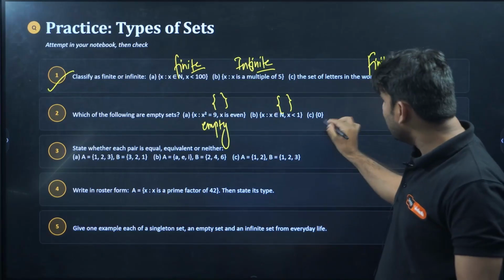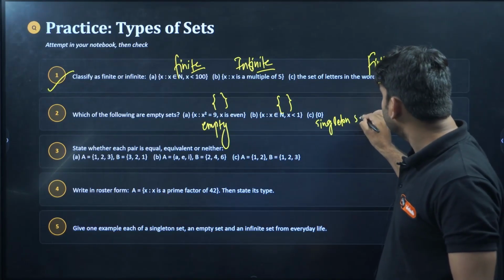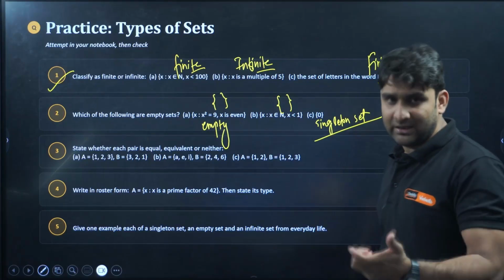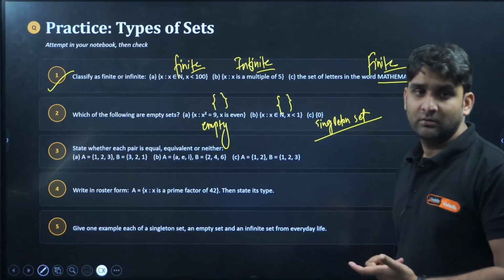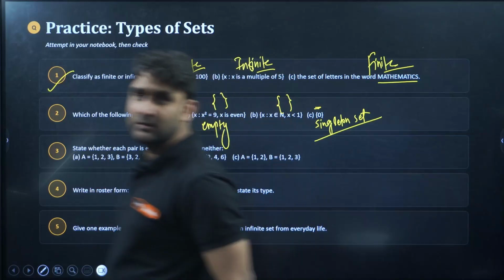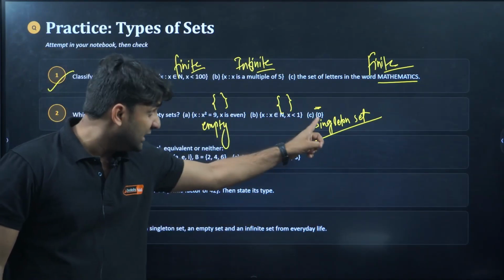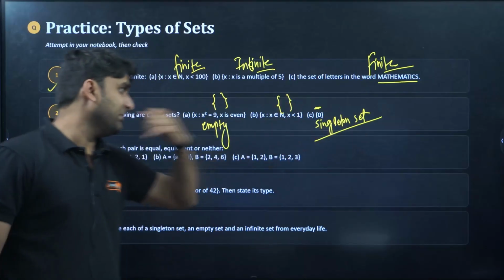And this, see here, 0 is in curly brackets, 0 is an element. So this is not an empty set. This is a singleton set, guys, because 0 can work as an element, right? This is a singleton set because one element is there. 0 is not empty. This is not representing the empty set. 0 is an element here, so this will be a singleton set.